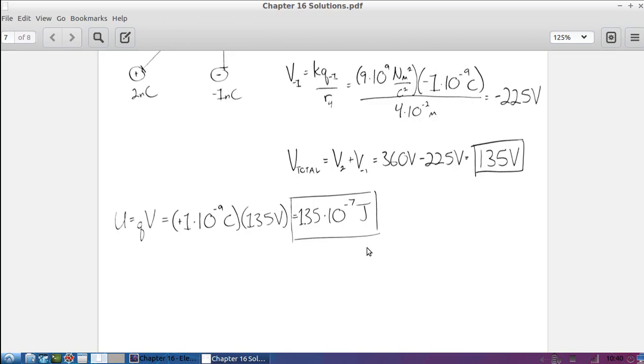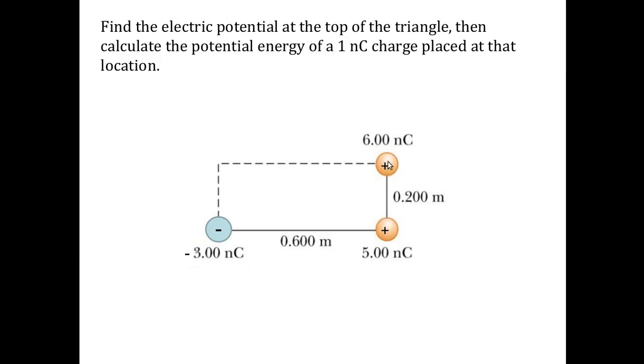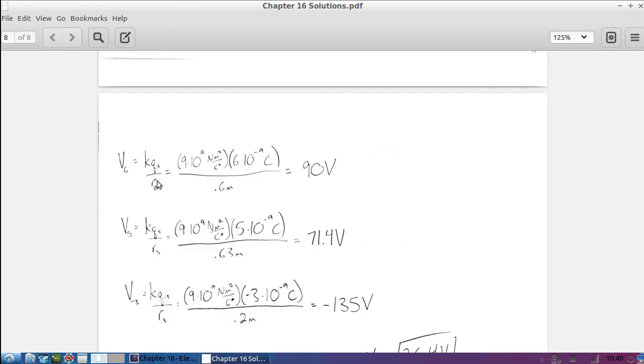So the potential due to the 6 nanocoulomb charge is KQ6 over R6. So I know Coulomb's constant. I know the magnitude of the 6 nanocoulomb charge, and the distance between the 6 nanocoulomb charge and that location is 0.6 meters. Again, we're dealing with potential. It's not an inverse square law, so I'm not going to square this R. So I get 90 volts. I get 90 volts due to the 6 nanocoulomb charge.